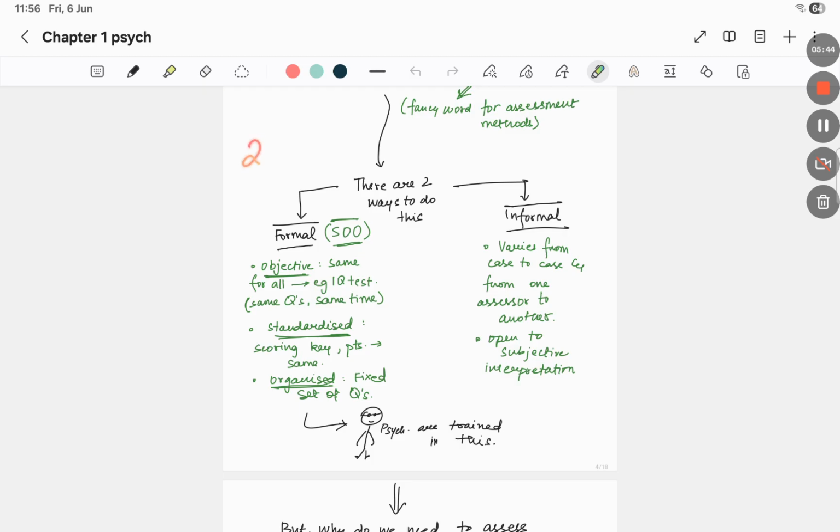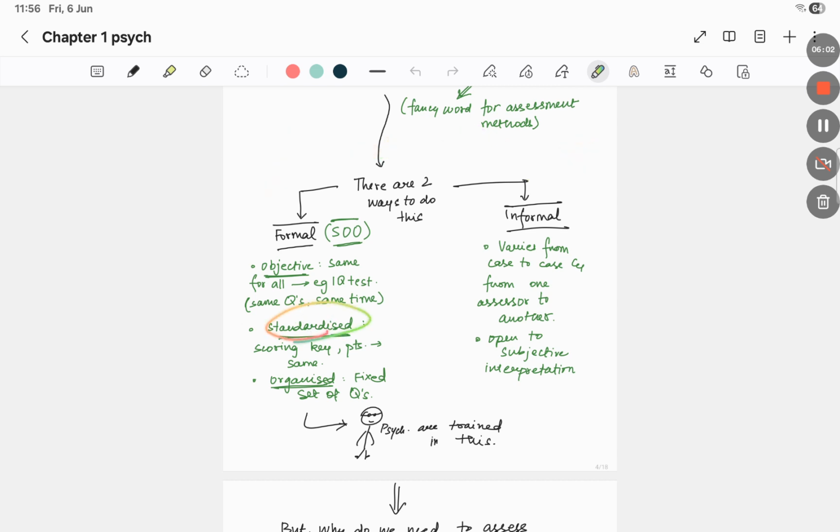So let's say, for example, 2 plus 2 is always equal to 4, no matter which researcher is giving the IQ test, right? So it cannot be that researcher A thinks 2 plus 2 is equal to 4, whereas researcher B thinks 2 plus 2 is equal to 5. That's not possible, right? That is what we mean by objective.